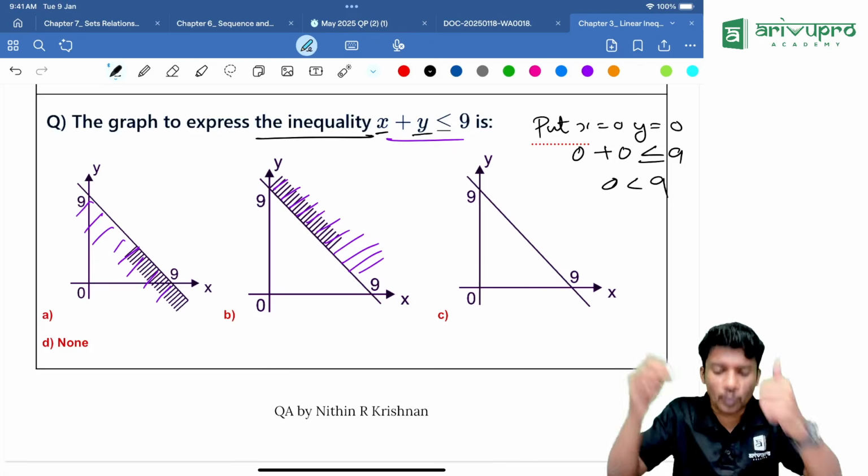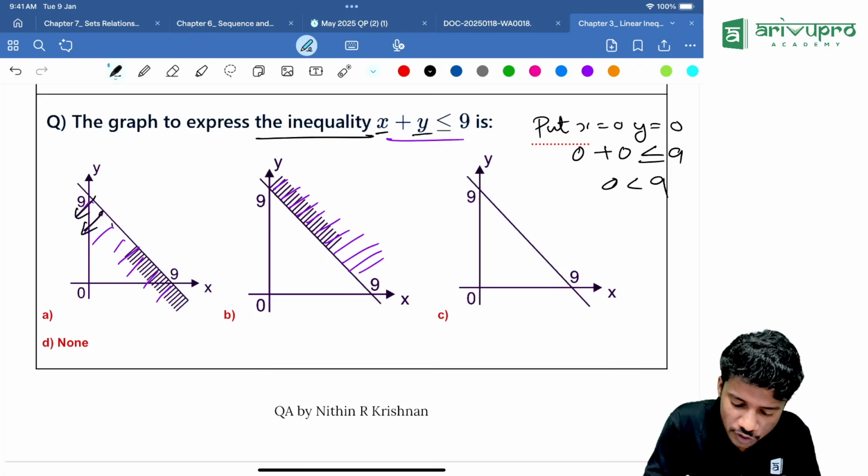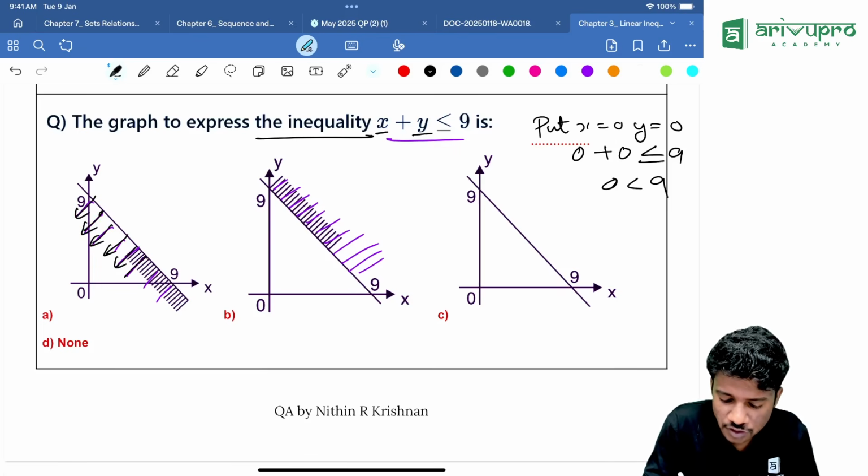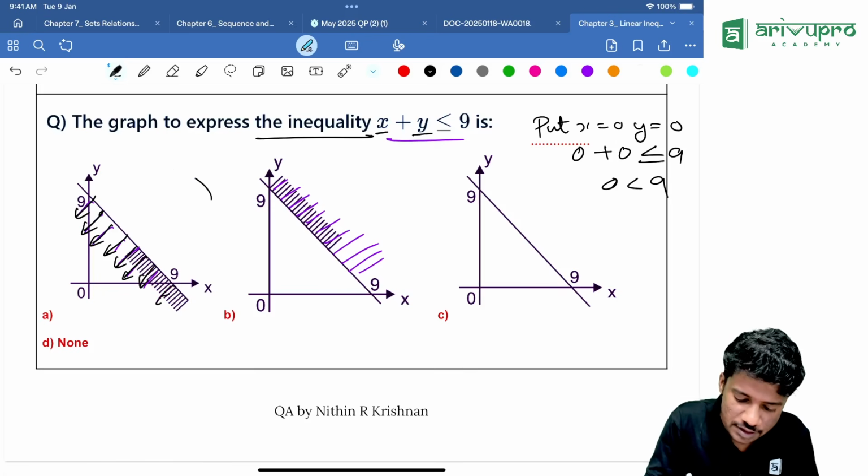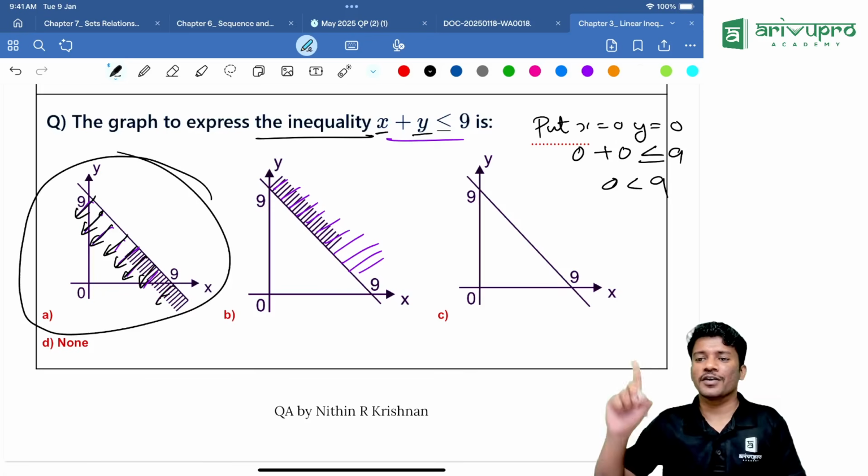That means it is towards the origin. Our assumption is correct. Answer is option A. Everyone understood that?